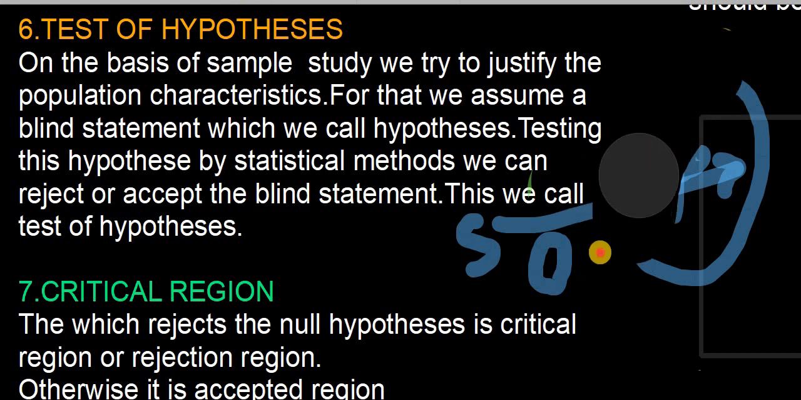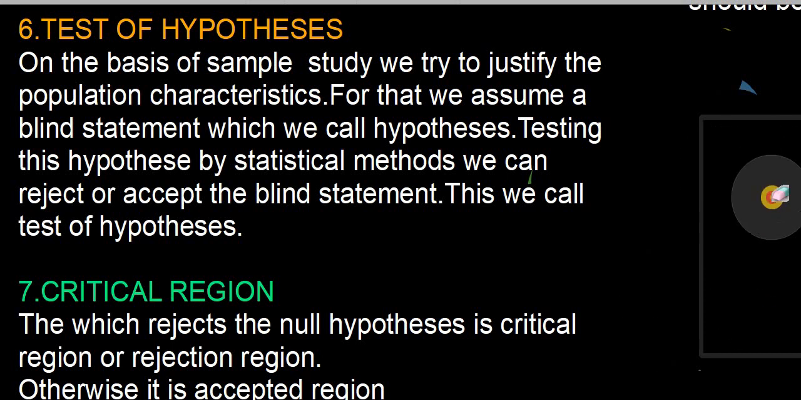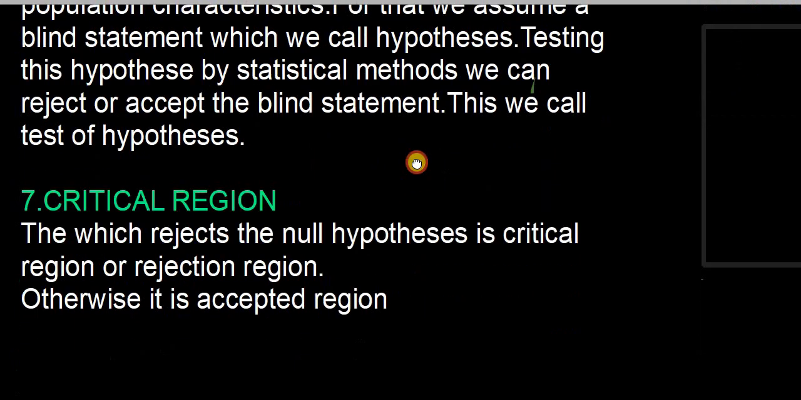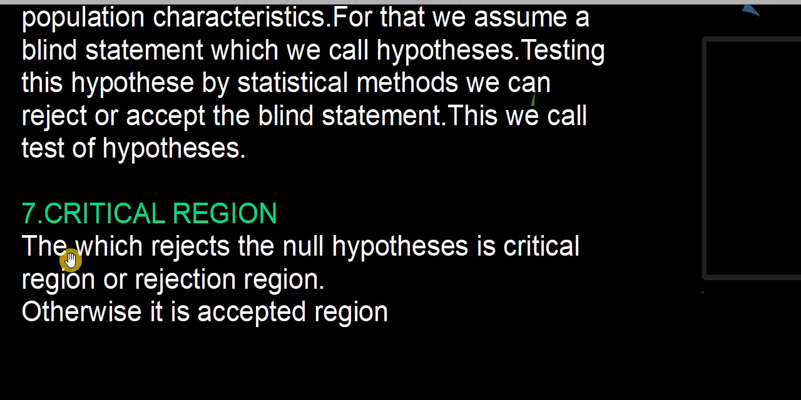Okay, so the blind statement on which we have to apply some statistical methods, and finally we will accept or reject the blind statement, that is called test of hypothesis. Now what we call the critical region, this you understand now, afterwards you will understand very clearly. Okay, so now the critical region, what does critical region mean? The region which rejects the null hypothesis is critical region.